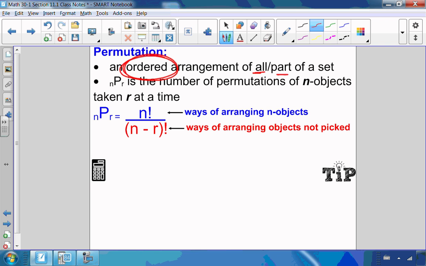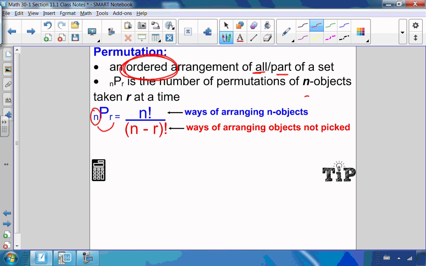That notation for permutation also has a formula attached to it. So the formula nPr on your diploma formula sheet is n factorial over (n minus r) factorial. So n factorial, the ways of arranging all of the objects. And then the reason we divide by (n minus r) factorial is because those are all the objects we are not picking. So r is the objects that we are picking. We want to take out all the objects we're not picking.